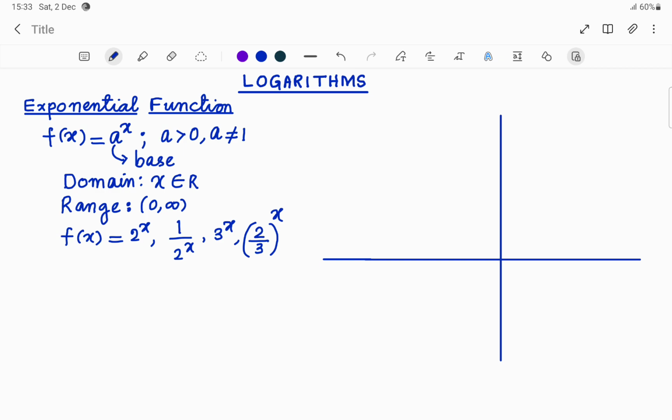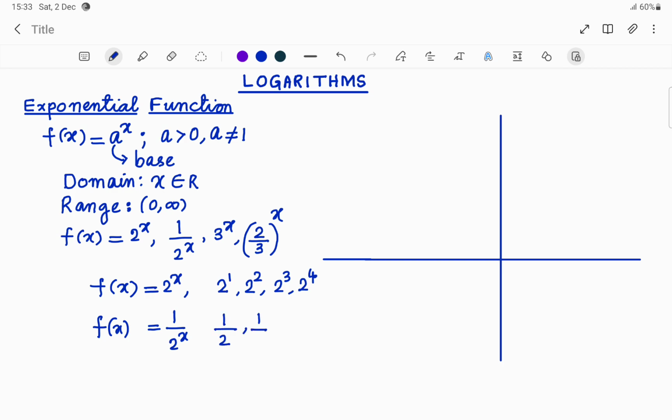When the base value is greater than 1, the exponential function is an increasing function, because when you take f of x equals 2 power x, 2 power 1, 2 power 2, 2 power 3, 2 power 4, you can see the value is increasing. At the same time, if you take f of x equal to 1 by 2 power x, then as the exponent increases, it will become 1 by 2, 1 by 4, 1 by 8. So you can see the value is decreasing.